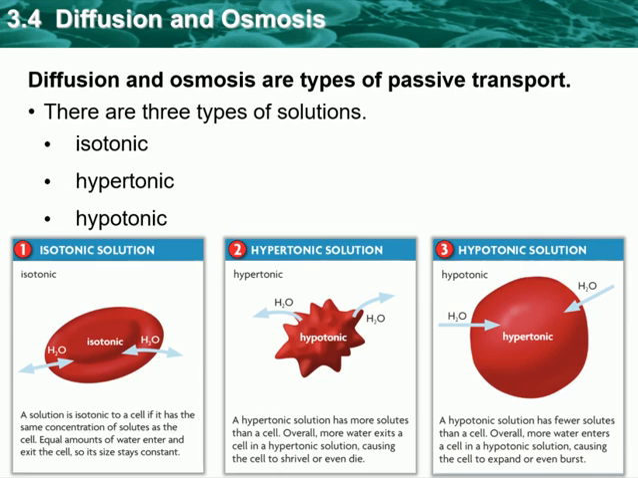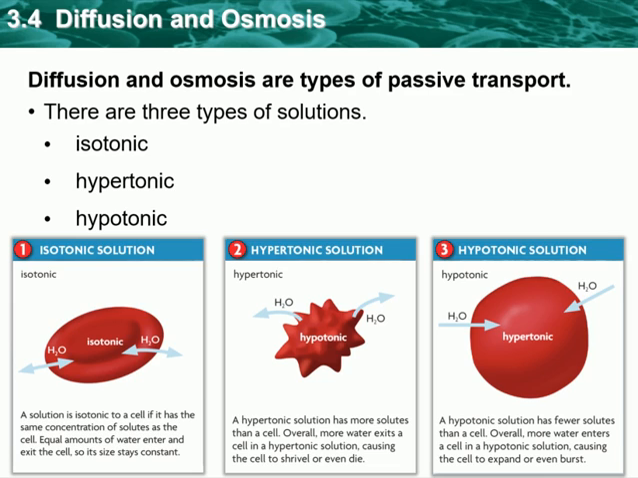A solution may be described as isotonic, hypertonic, or hypotonic relative to another solution. Note that these terms are comparisons. They require a point of reference, as is shown on the screen here. An isotonic solution has a solute concentration equal to the solute concentration inside a cell. A hypertonic solution has a solute concentration higher than the solute concentration inside a cell. A hypotonic solution has a solute concentration lower than the solute concentration in a cell.